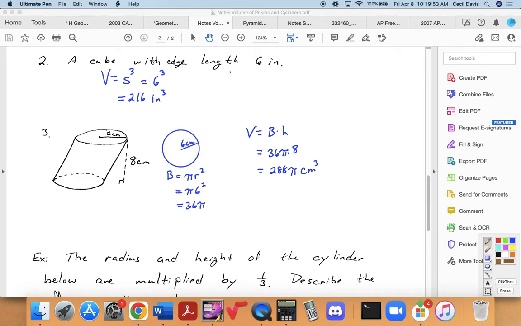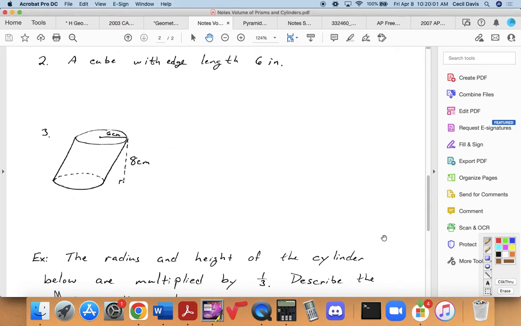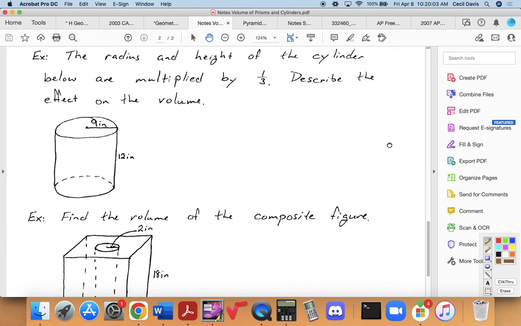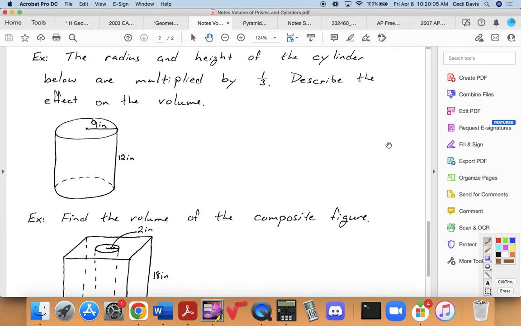Okay, any questions about that one? All right, last problem then. Oh, sorry, last two. My fault. So for this one, the radius and the height of the cylinder below are multiplied by 1/3. Describe the effect on the volume.